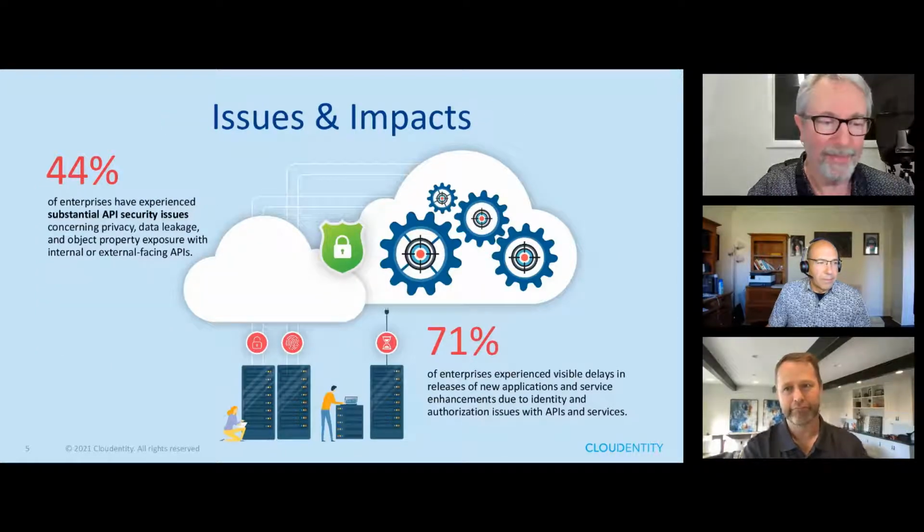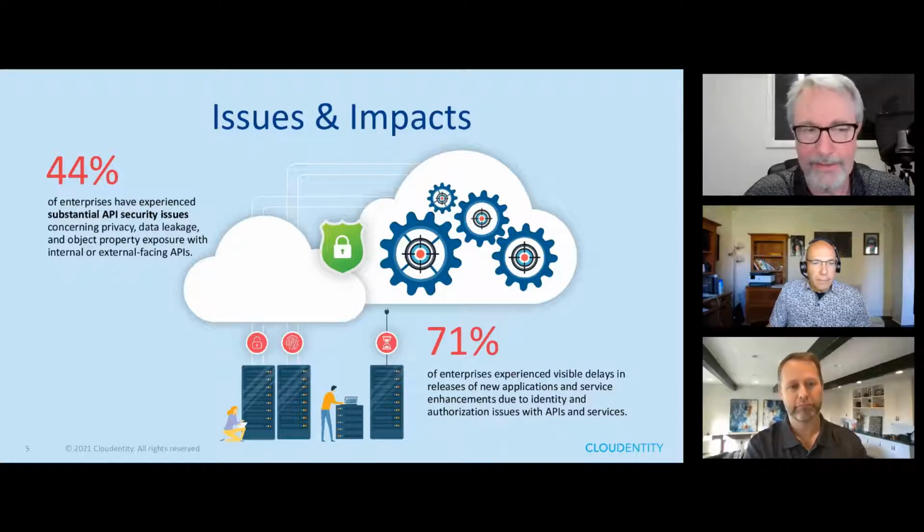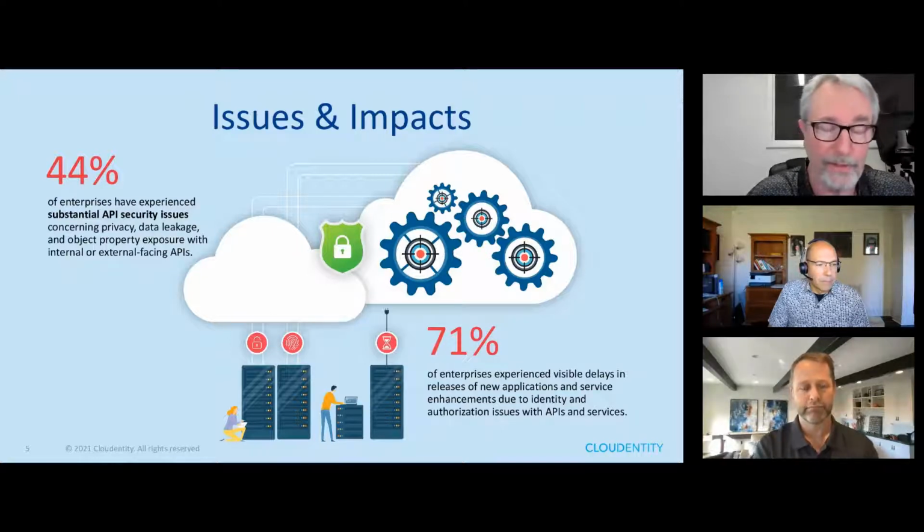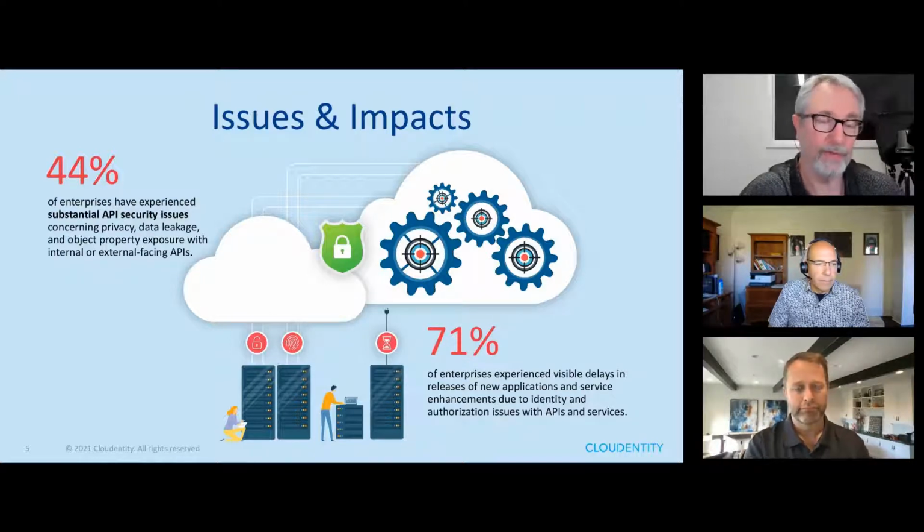So let's dig in a little bit more here. 44% of those surveyed were experiencing substantial API security issues. So it's not something we're thinking might be a threat, but something they're actually experiencing issues with. Now, it could be lots of reasons around that, being privacy, data leakage, et cetera. And then 71% shared that their organizations had experienced visible delays in releasing new apps and security enhancements due to these issues. So we're experiencing real things, which might also be part of that. We're in this sort of middle ground of trying to figure out what to do about these things, because we are experiencing these issues.